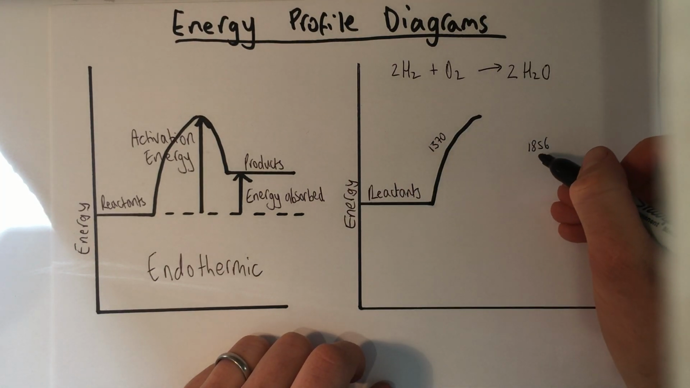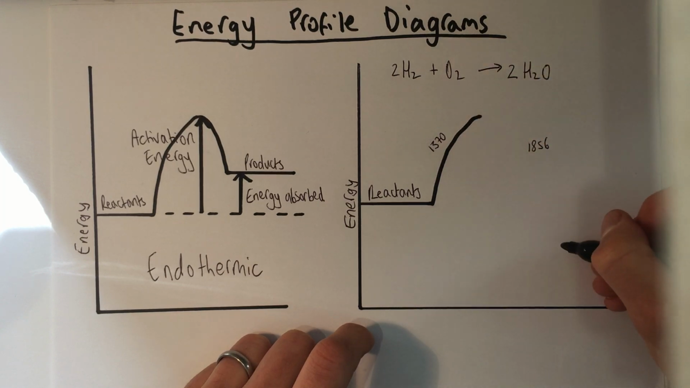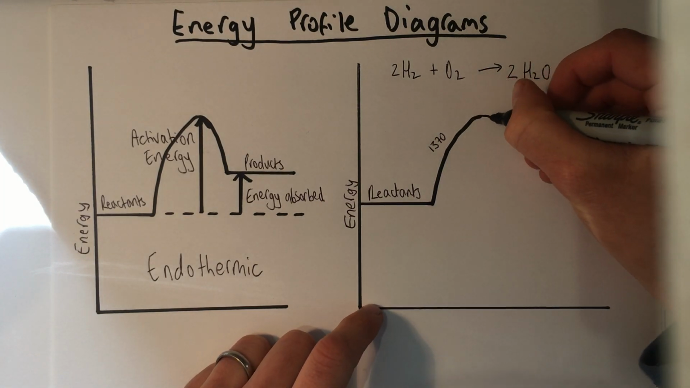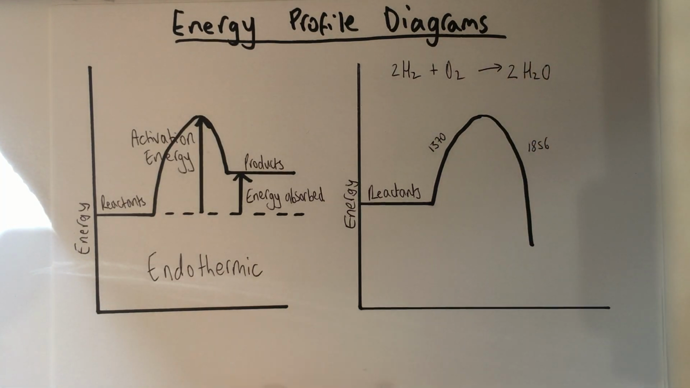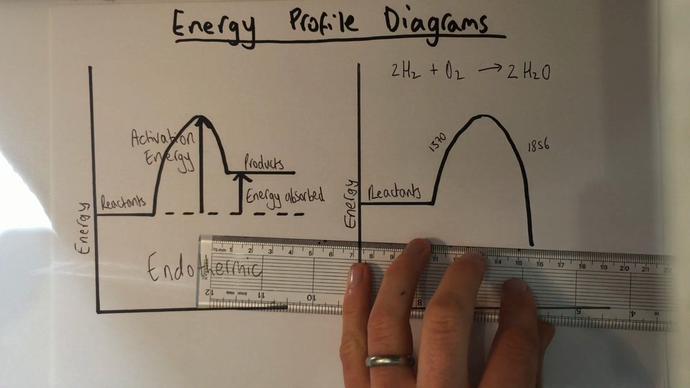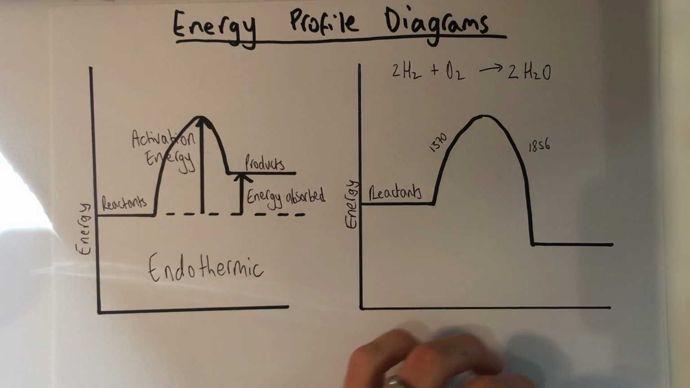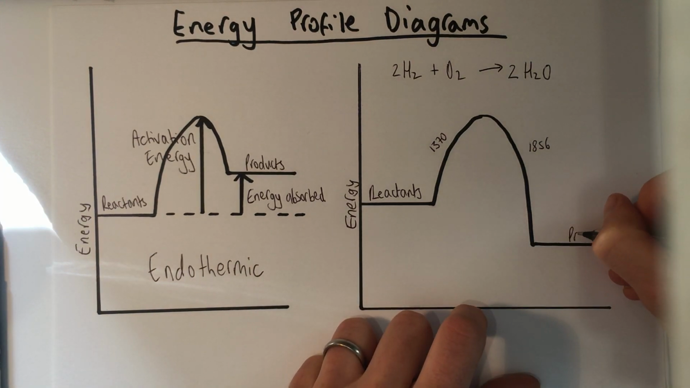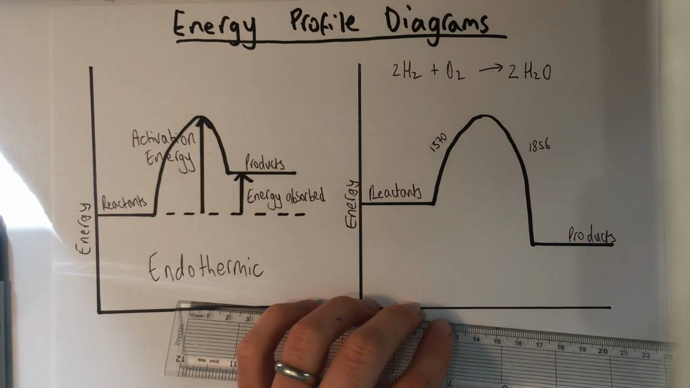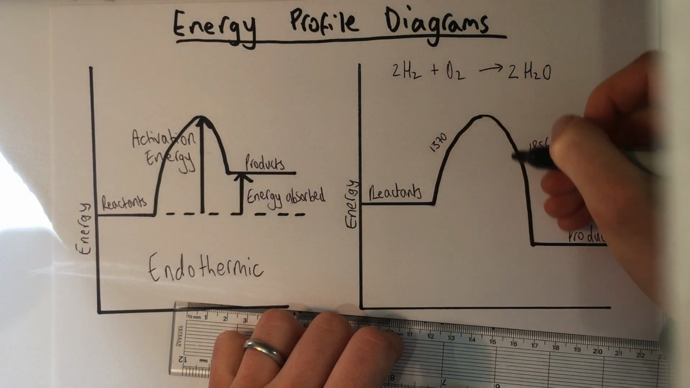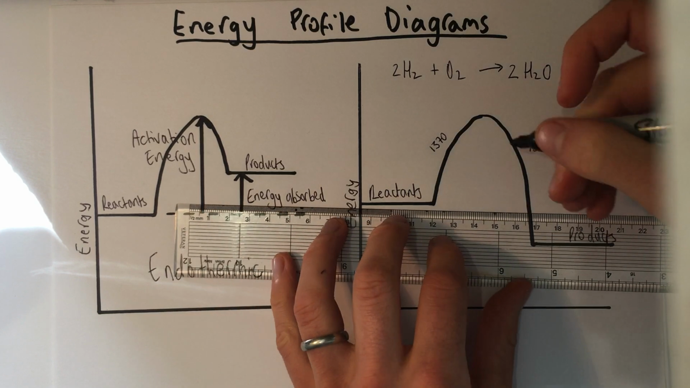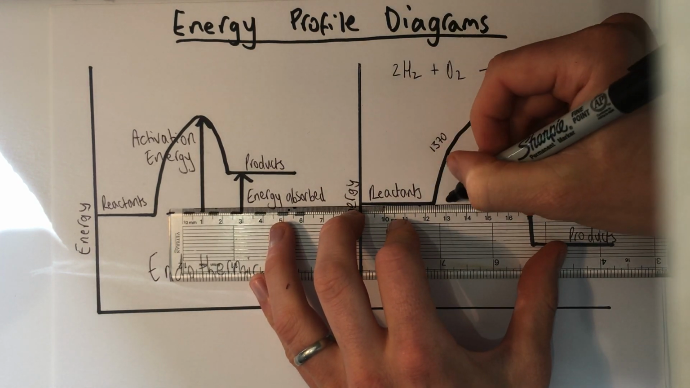This number's bigger, so the energy is going to go down further now than it did go up at the start. So I'm going to go down lower to show that. And the products are lower than the reactants now. Label the products. So the energy diagram is the same shape, it just goes down lower. And to label it, I do the same things.